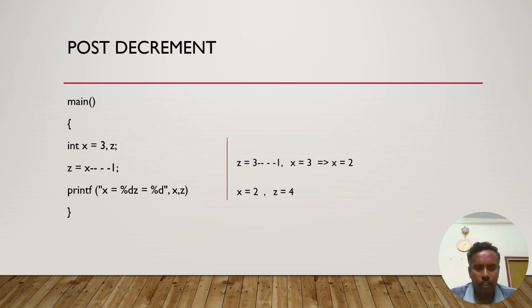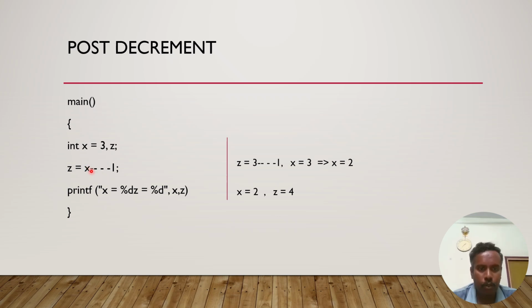Okay. Now we will see post decrement. Don't be scared by this program. It is very simple. See what happens: here x is minus minus. First x is assigned 3 and then it is decremented. So here x is 3 first. When it comes out, it becomes 2. Right? Now we understand very well. First here x is 3. When it comes out, x is 2.